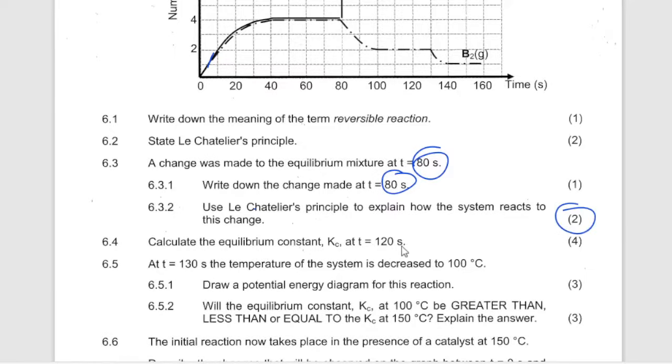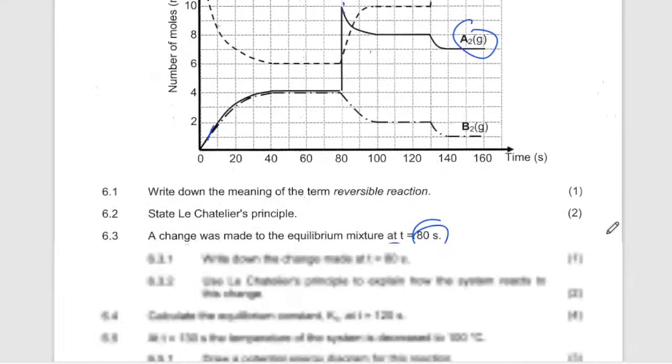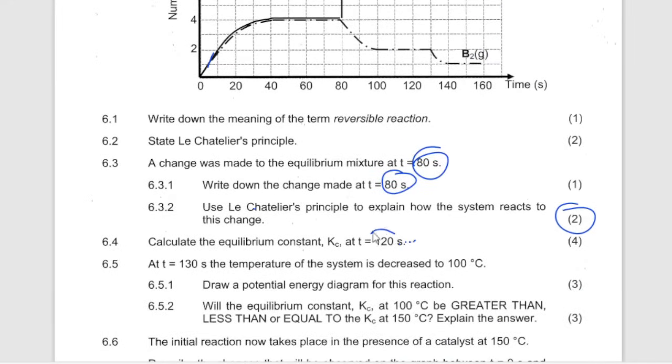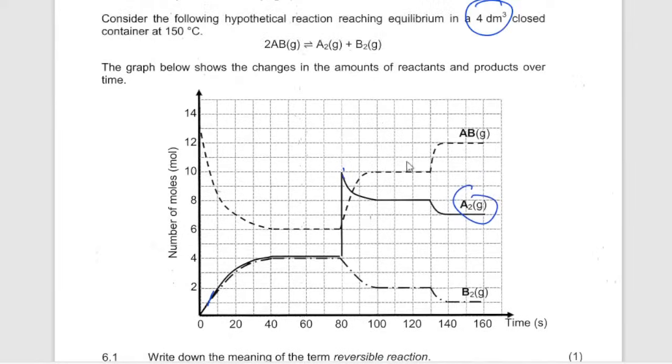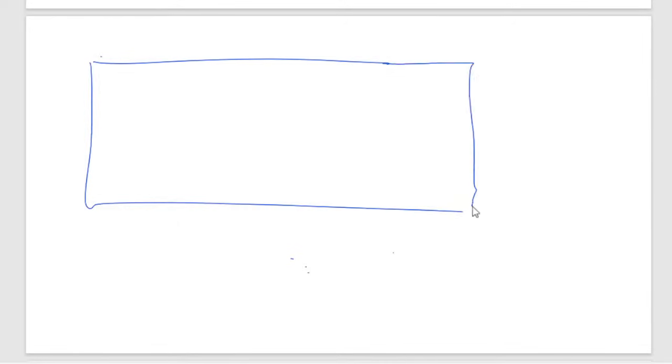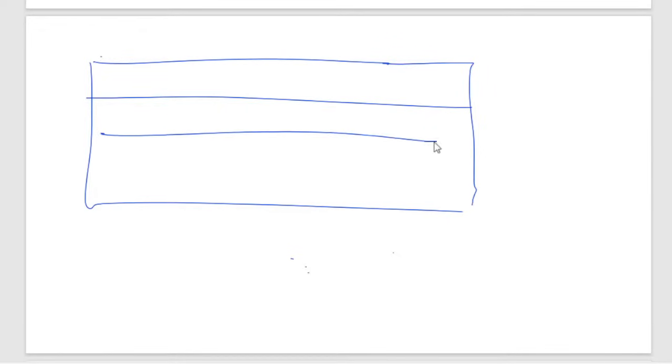Calculate the equilibrium constant. They are looking at 120 after it has reversed. Let's look at what you talk about here. You can use a different method, or you can use the RICE method. Because it's 4 marks, it means it doesn't have that much detail. You're supposed to do RICE.